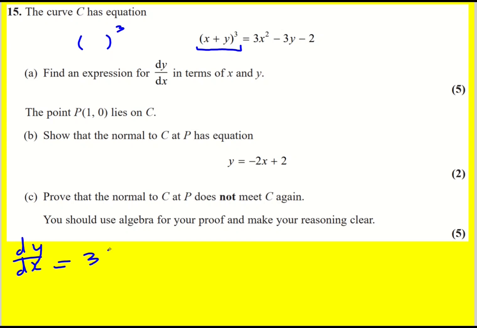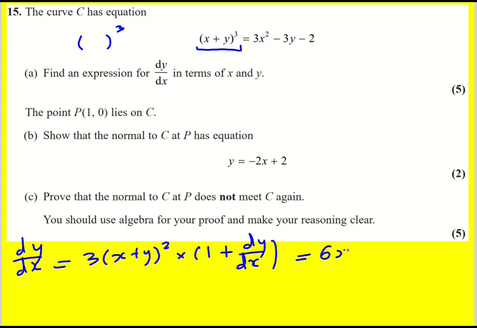It's going to become 3 times that bracket, so x plus y, and then we lower the power by 1. We just differentiate it as we would normally if it was x cubed, but keep the inside as it was. And then times by the derivative of the inside, which in this case is going to become 1 plus dy by dx. All right, got that sorted.